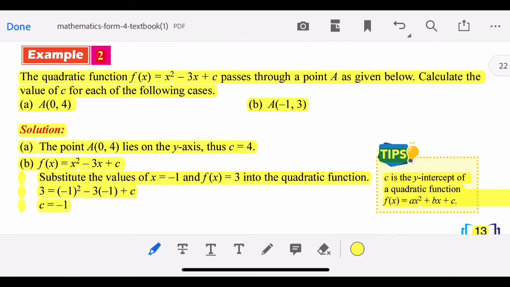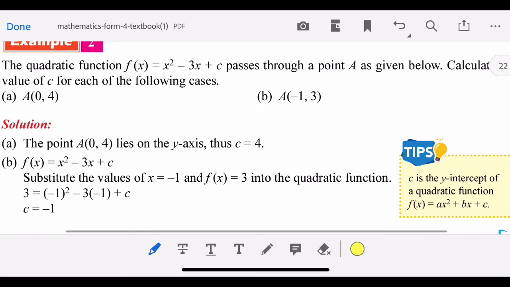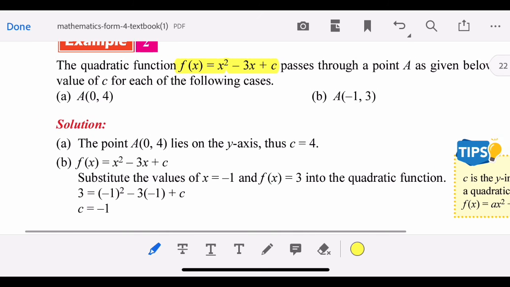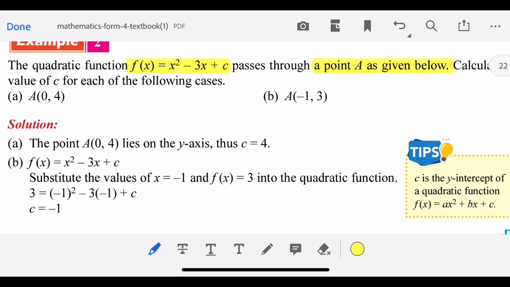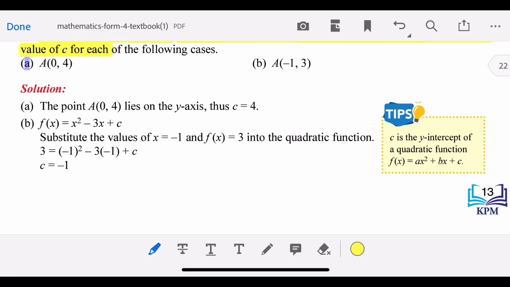Let's have a look at example 2. The quadratic function f(x) equal to x squared minus x plus c passes through a point A, as given below. Calculate the value of c in each of the following cases. When A is (0, 4), the point (0, 4) lies on the y-axis. Hence, c should be equal to 4.